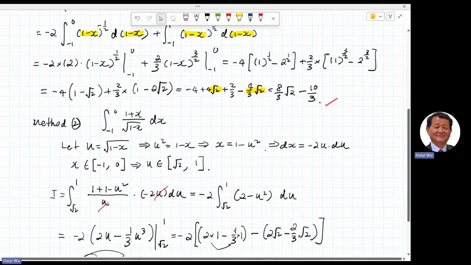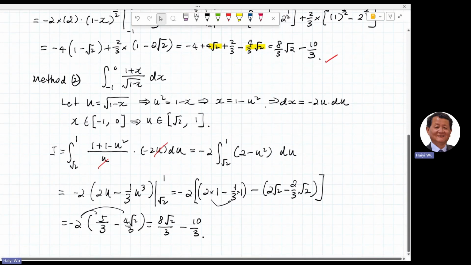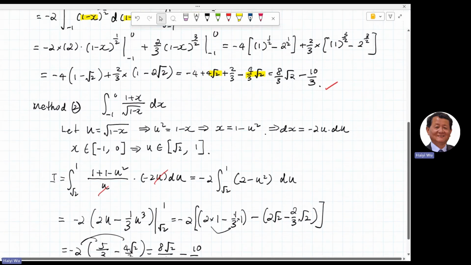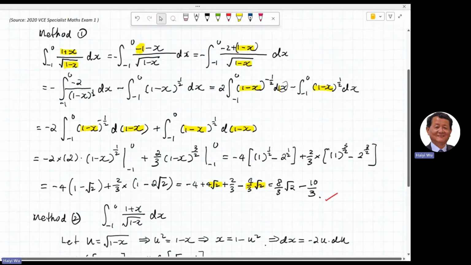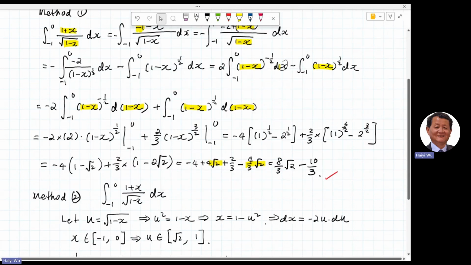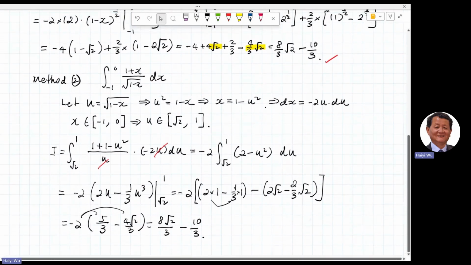So which one's better? I believe the second one's better because it's shorter and uses substitution. But each method has its merit. So we can see the variety of ways to solve one integral using 2 different methods.